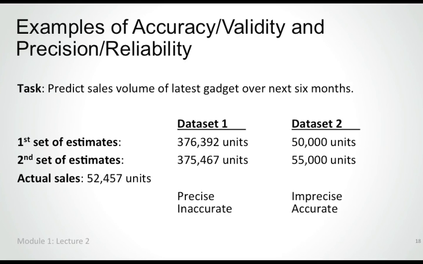52,457 units. The first data set gives you estimates that are precise but inaccurate, whereas the second data set gives you estimates that are accurate but imprecise. There's probably some mismatch in the first data set between the data you have and the data you need. On the other hand, the second data set appears to contain data that are much more aligned with what you need.